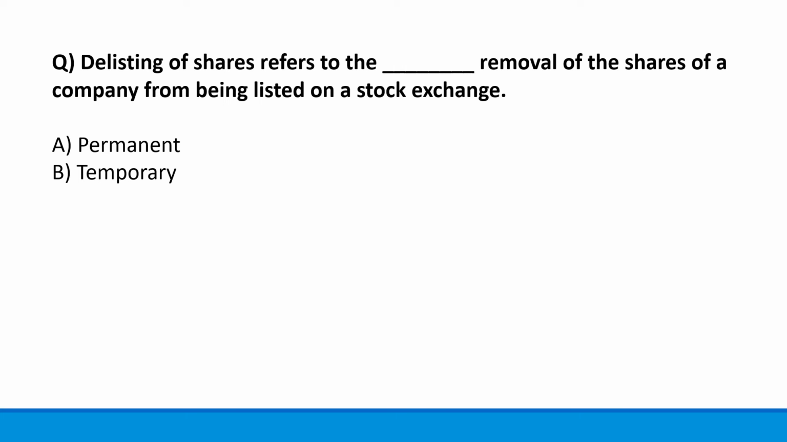Delisting of shares refers to the permanent or temporary removal of the shares of a company from being listed on a stock exchange. The correct answer is option A, permanent removal of shares.